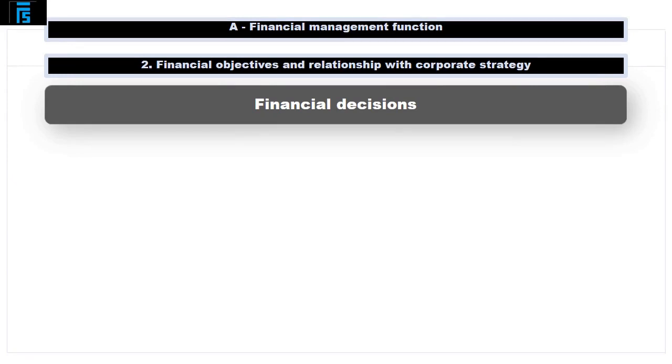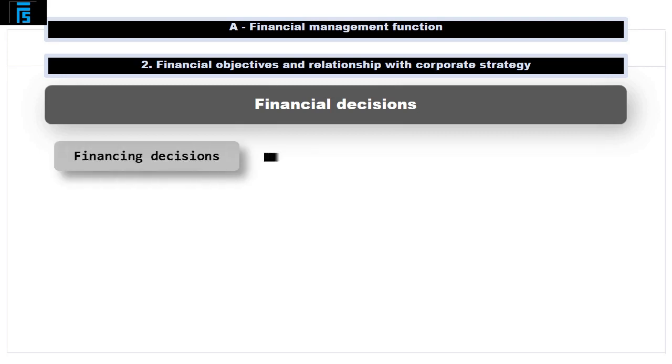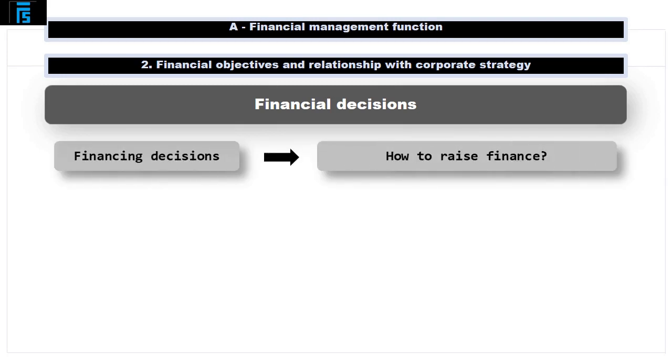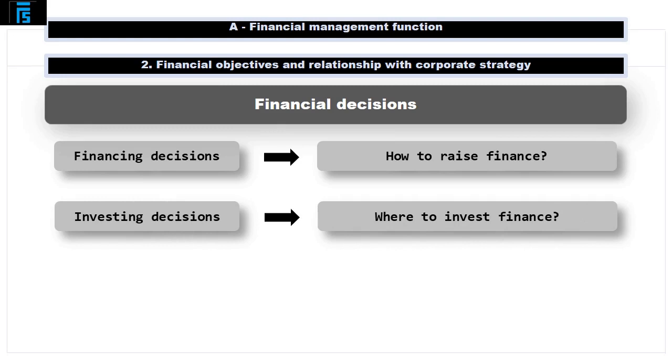Financial decisions. In an attempt to achieve the objectives, financial managers have to make a number of decisions. These can be categorized into three groups as follows. 1. Financing decisions as to how the company will raise the necessary finance. This is considered in the sources of finance presentation. 2. Investment decisions as to where the company will invest the finance raised.